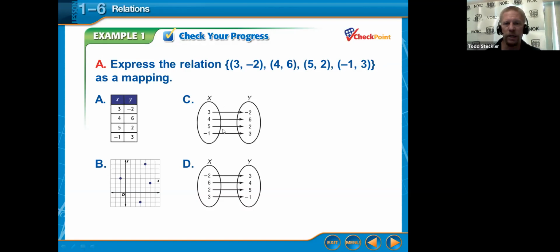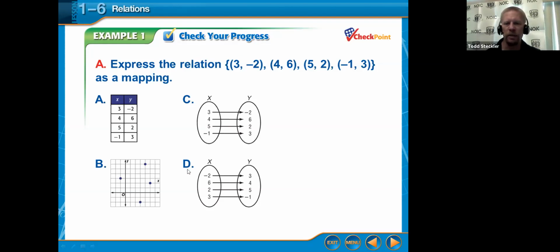This is considered a mapping. So all of the X's are in one bubble, if you will, and all of the Y's are in another bubble. And so what a mapping does is it tells, okay, 3, you're getting paired with -2. 4 is getting sent to 6, or 4 is being paired with 6. 5, you're getting mapped to 2, you're getting sent to 2, and -1, you're getting paired with 3. And so letter C is the correct mapping of this relation.